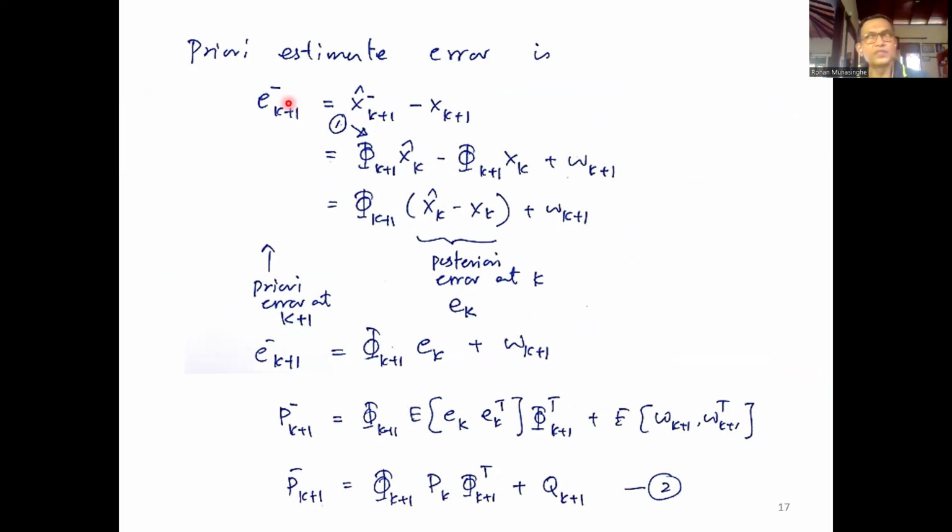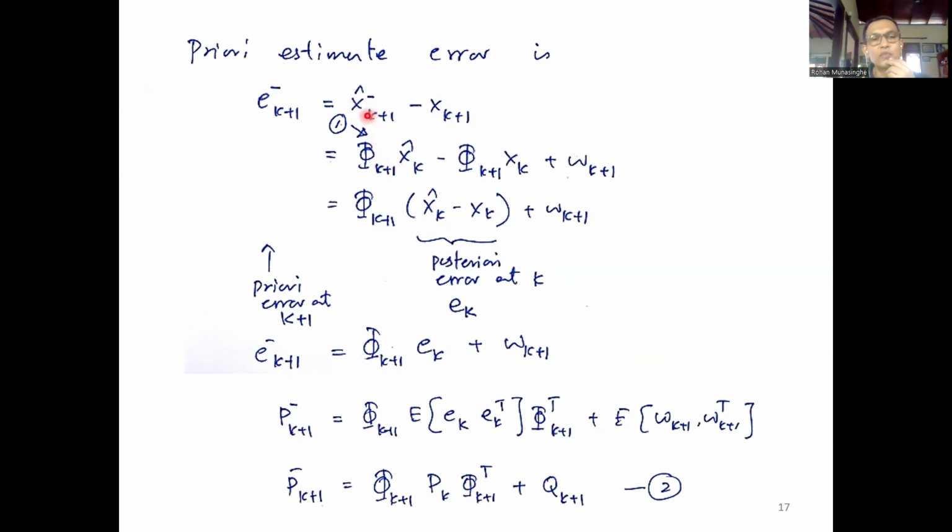So we first write down the prior estimate error, that is E minus. So the draft, not the final corrected one. We write it down as x hat k plus 1 minus xk plus 1, but with this minus, which means it is the predicted state. This is the actual state of the system, without any hat. This is the estimate of the Kalman filter.